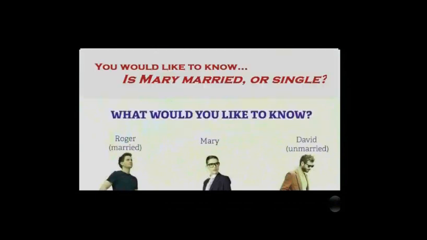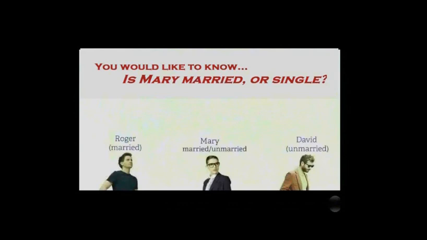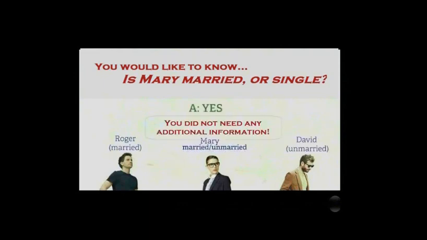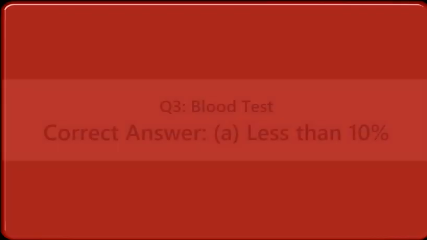You probably concluded that you need more information. What would you like to know? You'd like to know if Mary's married or if she's sick. So let's consider these two scenarios. If Mary's married, then married Mary is looking at unmarried David. And if Mary's unmarried, then married Roger is looking at unmarried Mary. So the answer in both cases is yes. So you did not need any additional information, but your common sense told you otherwise.